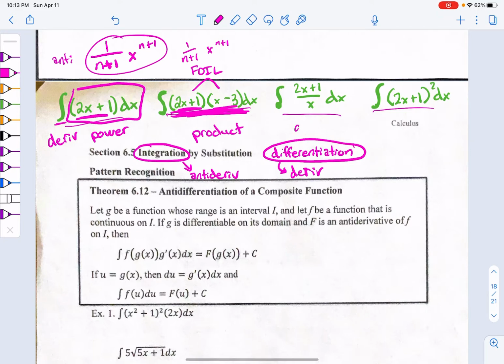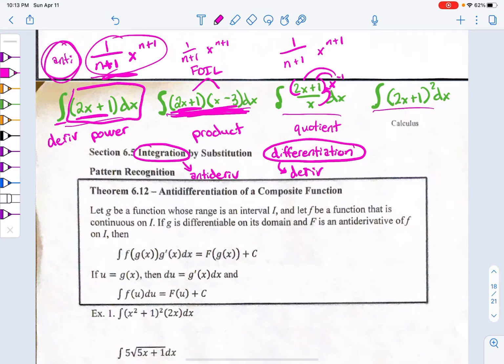This would be a quotient, so we would use the quotient rule if we were taking the derivative. But for the antiderivative, we would move this x to the top and make it x to the negative 1 power, and then multiply x to the negative 1 power through both of those pieces. It's kind of like cheating around the quotient rule. After we move that x to the top and multiply it through, we would still do 1 over n plus 1 x to the n plus 1. So there's a common theme going on here.